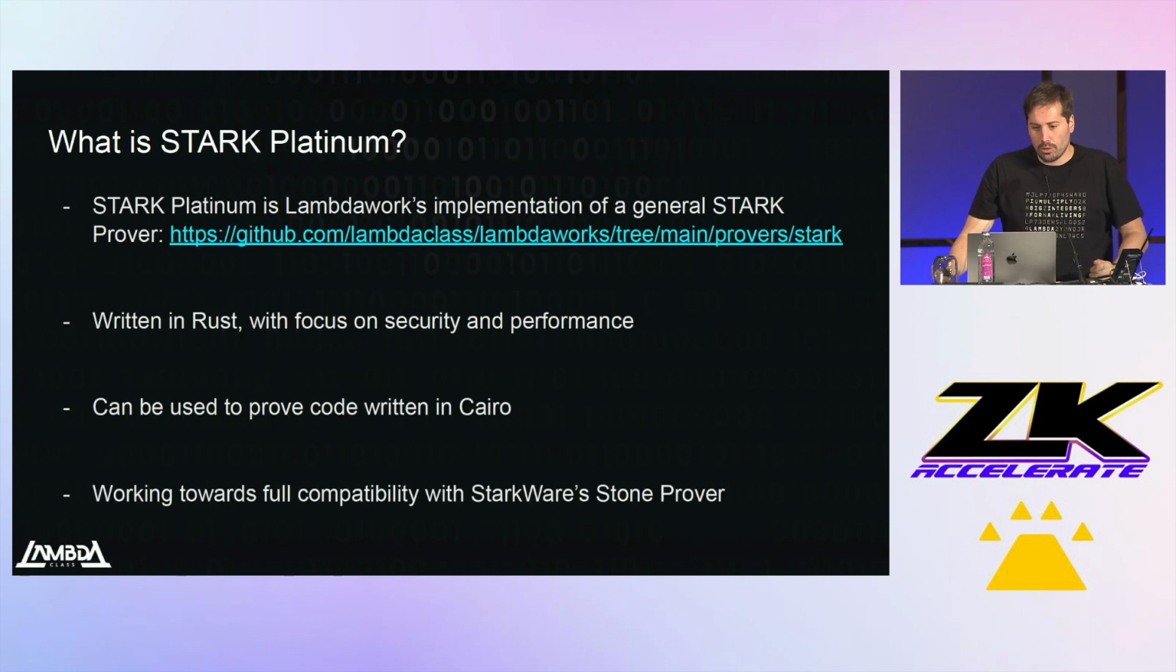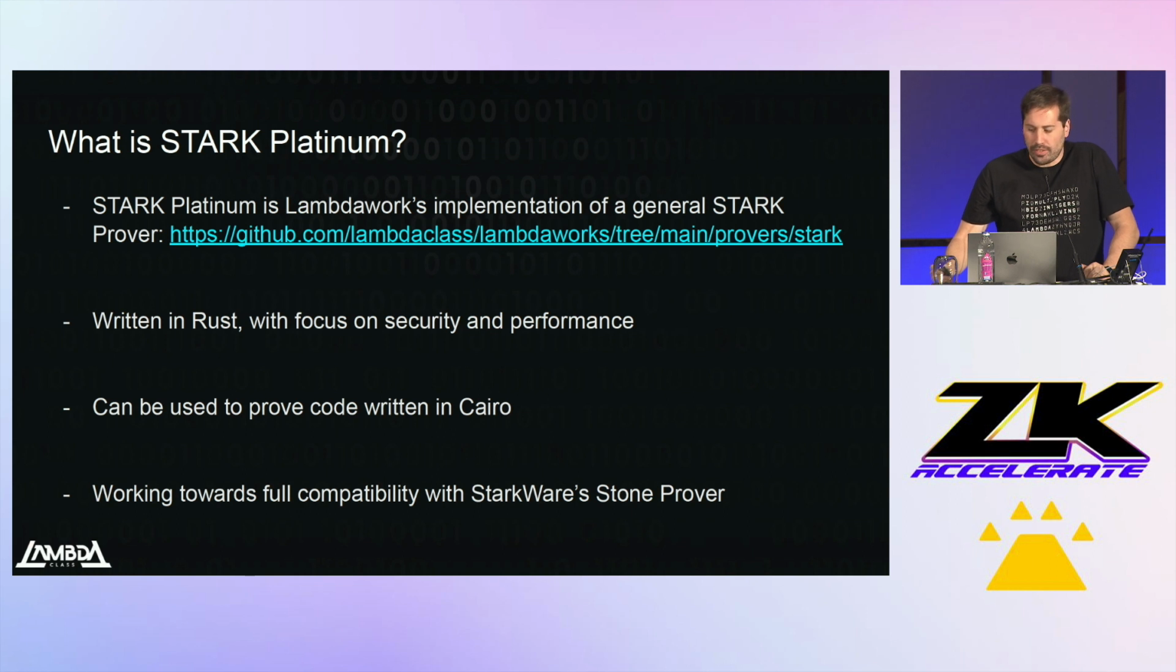Okay? So Stark Platinum is our implementation of a general Stark prover. You can see the repo over there and follow all the developments in LambdaWorks in our channel. It's written in Rust with focus on security and performance. You can use it to prove code written in Cairo. There is a special folder which contains the Cairo AIR, but you can then also use it to generate your own AIR, and we are currently trying to build a drop-in replacement for Winterfell. And we are working towards full compatibility with the StarkWare Stone Prover, so that then you can verify your proofs with the L1 verifier.